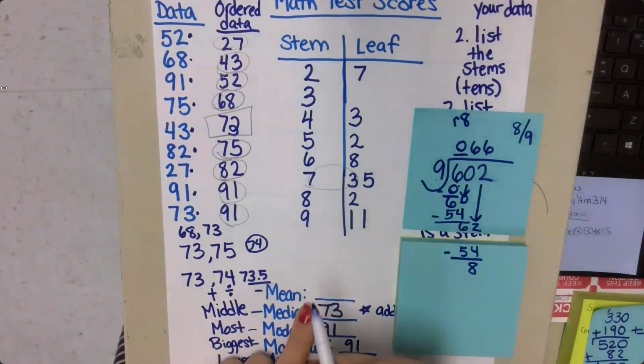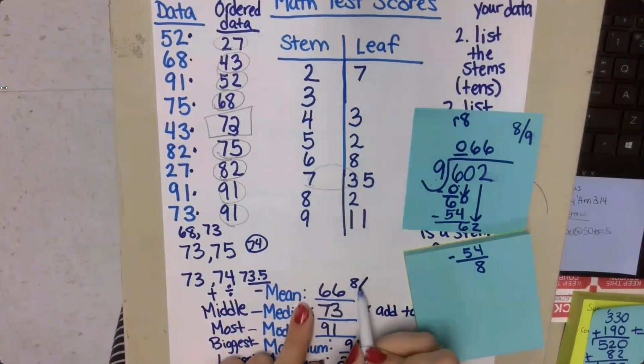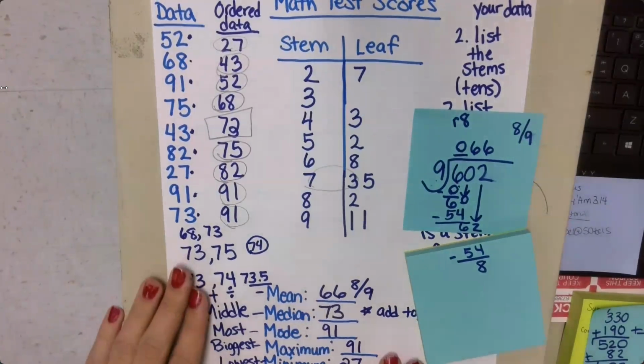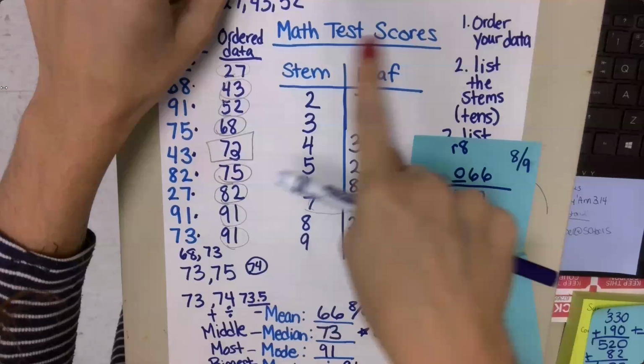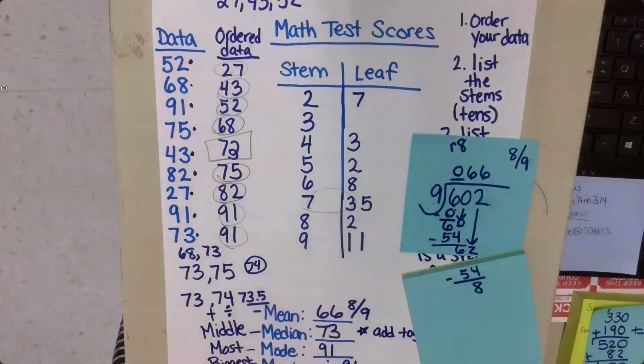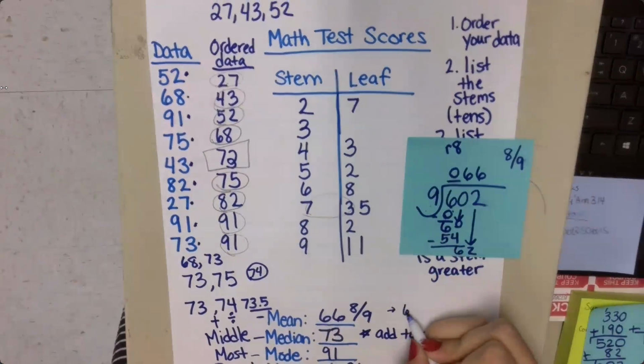So what is my mean? What is my average? 66 and 8 over 9. 66 and 8/9. That's the average of the math test scores. So when I add up everybody's score and divide by the 9 people that took the test, the average score is 66 and 8/9, which could round to 67 if I was rounding.